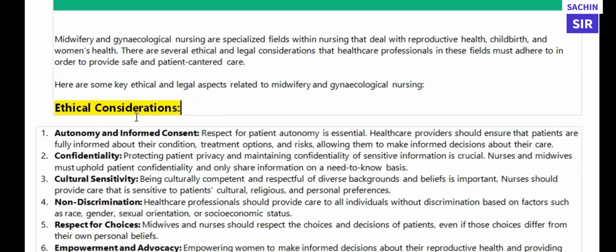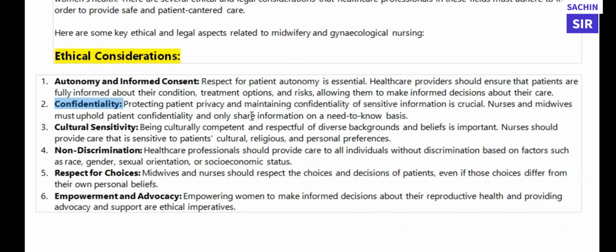Ethical considerations. Autonomy and informed consent. Respect for patient autonomy is essential. Healthcare providers should ensure that patients are fully informed about their condition, treatment options, and risks, allowing them to make informed decisions about their care.